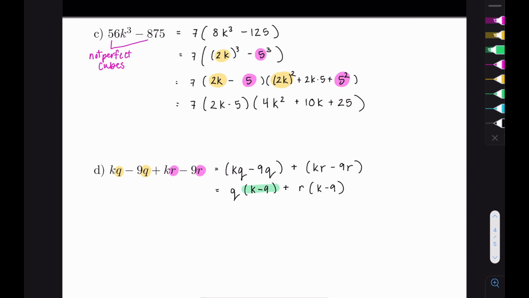So now I've got two terms and they each have k minus 9 in common. So we are able to factor that out. And from the first piece, it leaves us with q. From the second piece, it leaves us with a positive r.